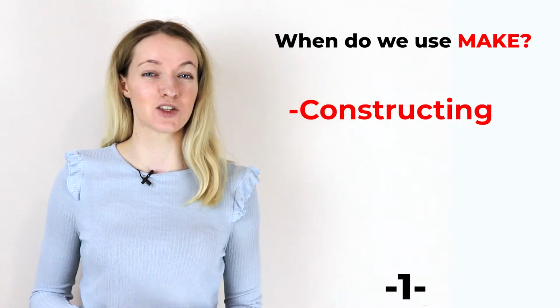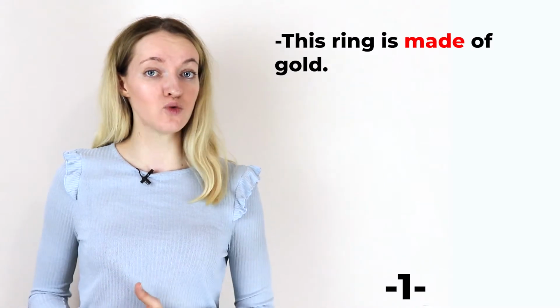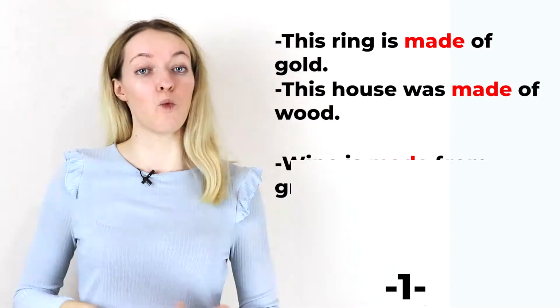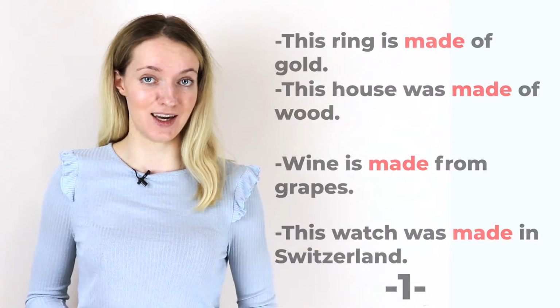Now, moving on to make, the first thing we can use make with is constructing, building, and producing something. For example, this ring is made of gold, this house was made of wood, wine is made from grapes, and this watch was made in Switzerland.